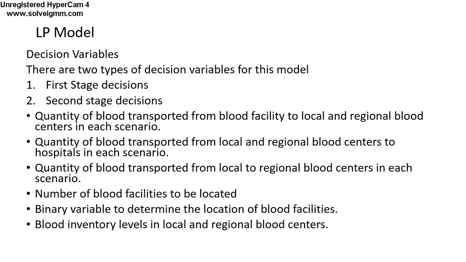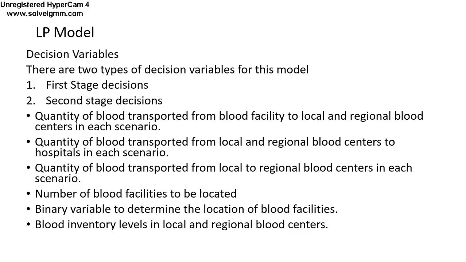Moving on to the LP model. The LP model consists of three important elements. They are objective function, decision variables, and constraints. There are two objective functions used in this method. One is to minimize the cost incurred in locating the facility, transportation cost, and operation cost. The other is to minimize the average delivery time from blood facility to local or regional blood centers.